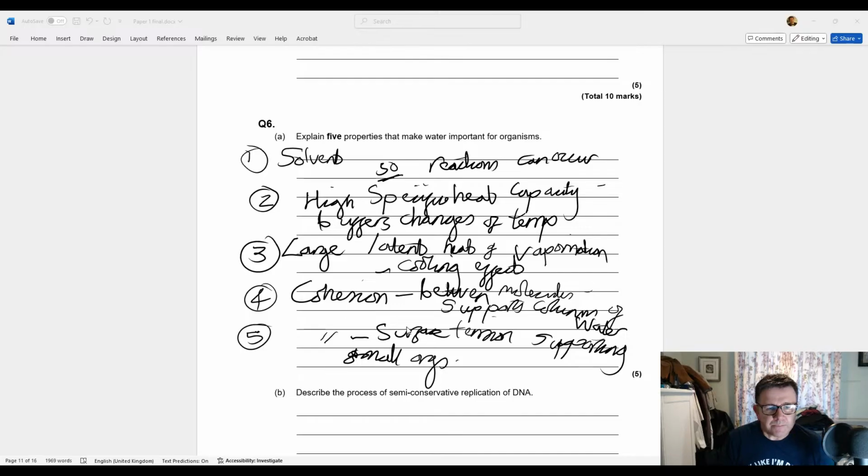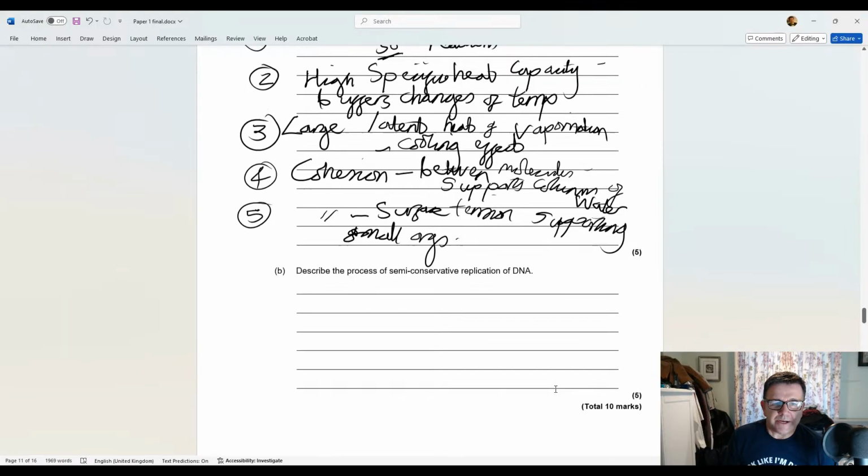Okay. Do you want me to go through semi-conservative? If you do, put your thumbs up. If you've had enough, put your thumbs down. Will this work? Right. Yes, okay. Since you were here first, pals, we're going to do semi-conservative replication. Good. Okay. Cool. All right.